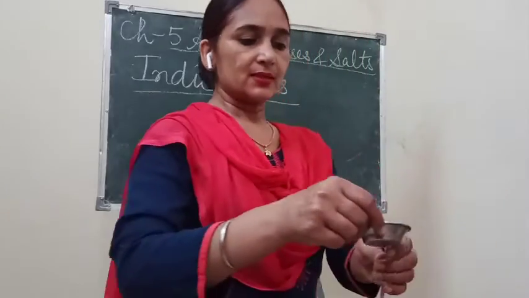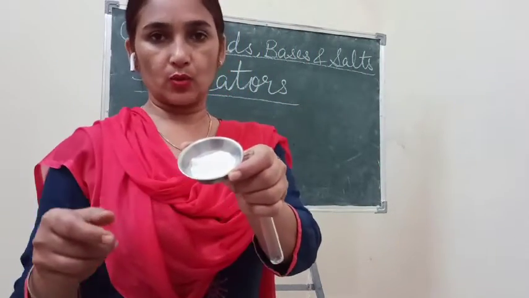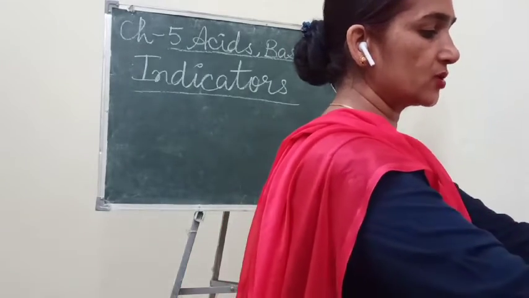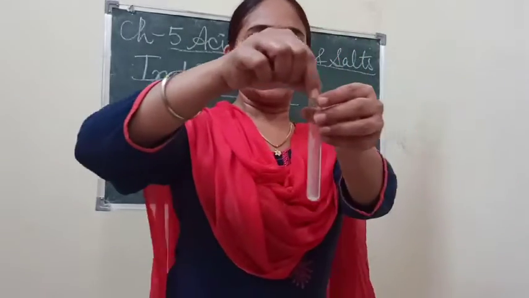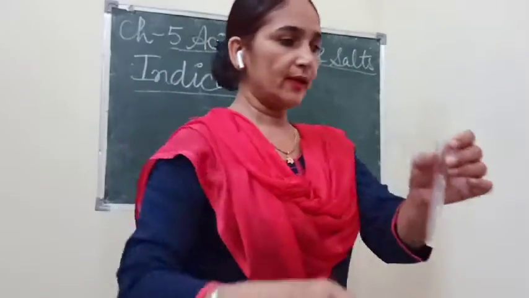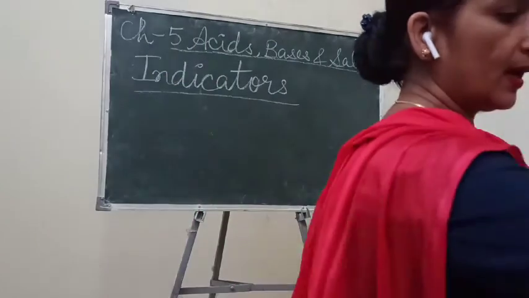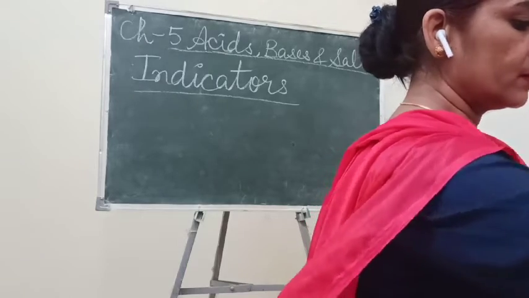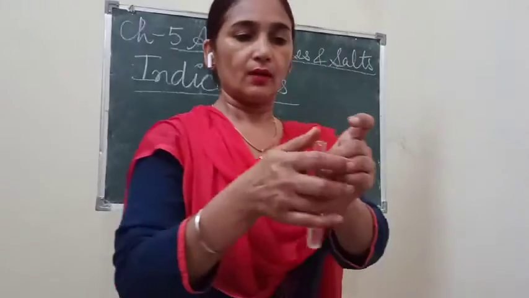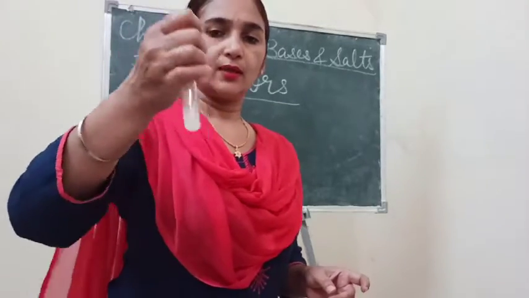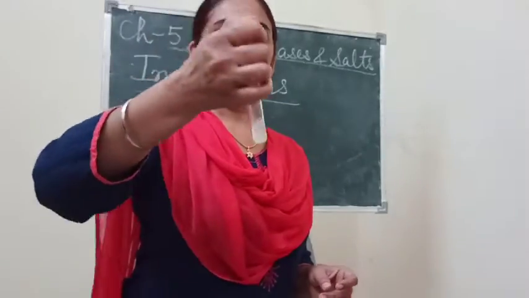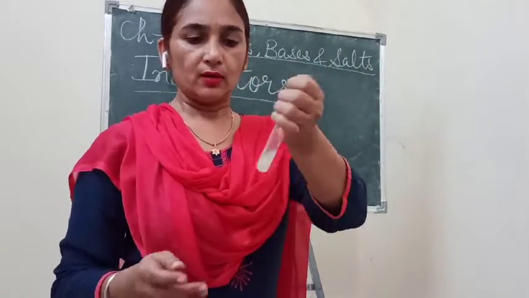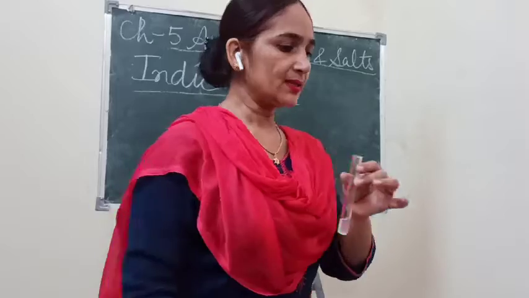So for the base, I have this baking soda, and first we make a solution of this baking soda. I have taken a pinch of baking soda in this test tube, and by adding water, see, I have made a solution of it. So it is a basic solution. Now we have taken the base.